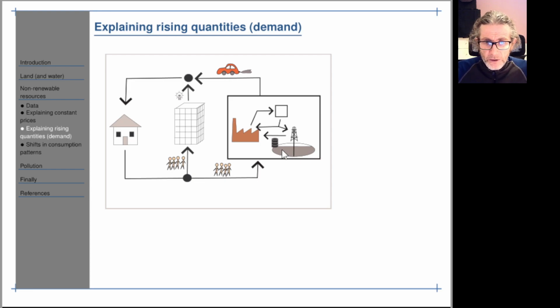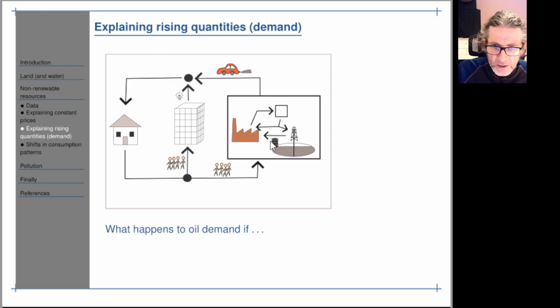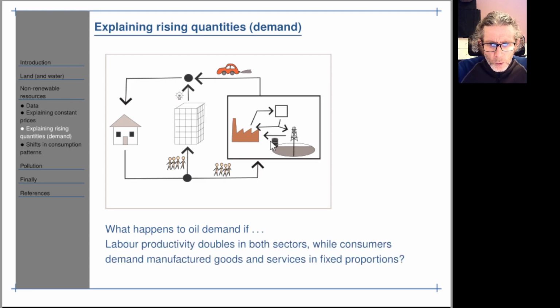What happens over time? And how does that affect demand for the natural resource, say oil in the picture, but natural resources in general? So what if labor productivity doubles in both sectors, while consumers demand manufactured goods and services in fixed proportions? Basically what happens here is everything doubles. You've got the same number of people, but now these four can produce 2 light bulbs per year. These four can produce 2 barrels of oil and 2 cars.